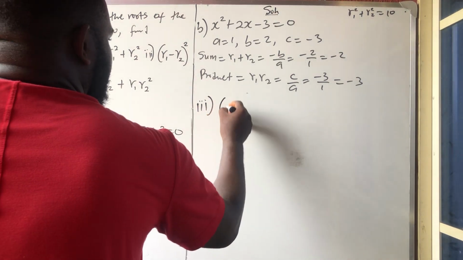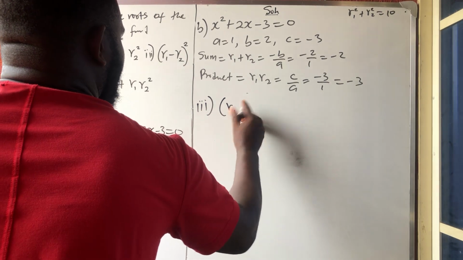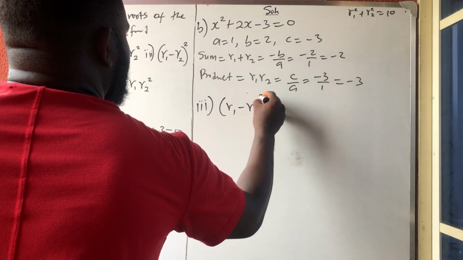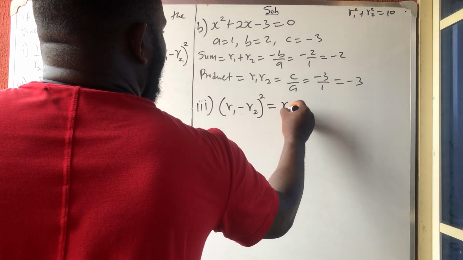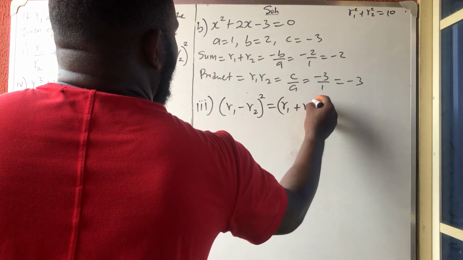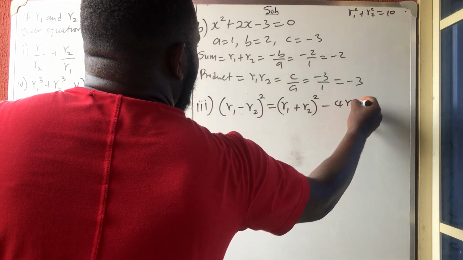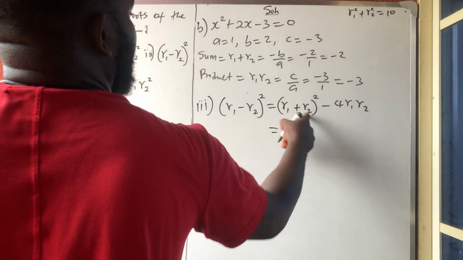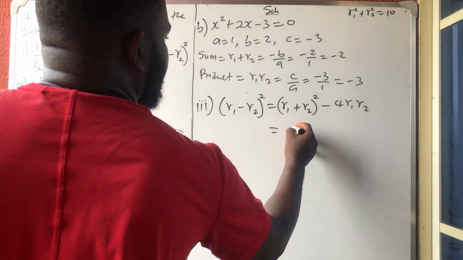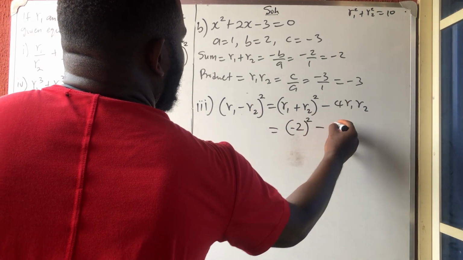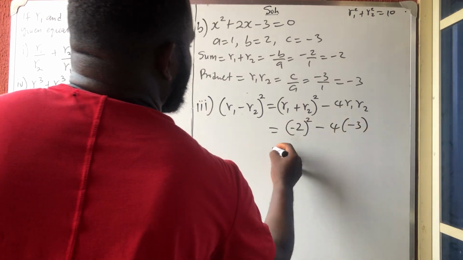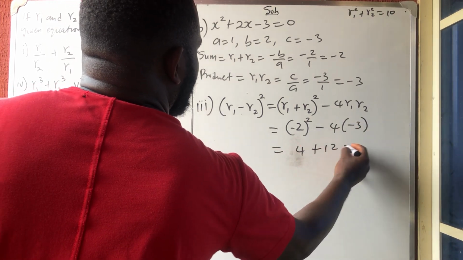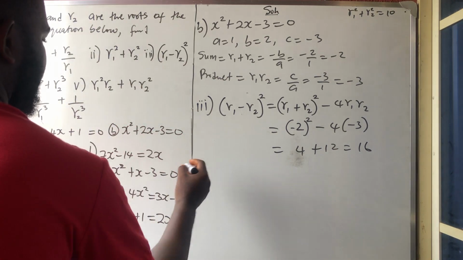So R1 minus R2 all squared is the same as R1 plus R2 all squared minus 4R1R2. So (R1 minus R2) squared is minus 2 all squared minus 4 into minus 3. So I'm having 4 plus 12, which is 16.